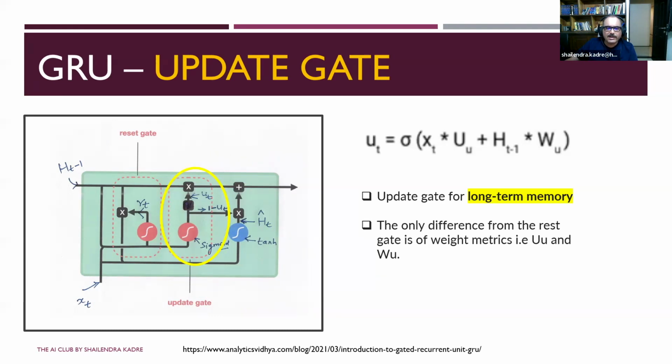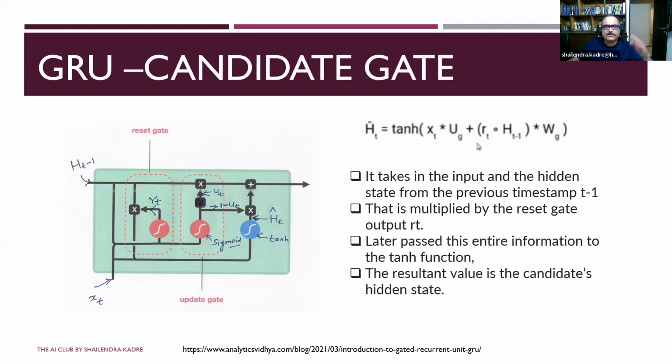So the next operation is called the candidate gate. The candidate gate is nothing but your tanh part, which I have not circled here. Note down this RT, which is the output of the reset gate. RT is going from the red ball to the left-hand side and is multiplied with HT minus 1, which is coming from the top. So RT is multiplied by HT minus 1.